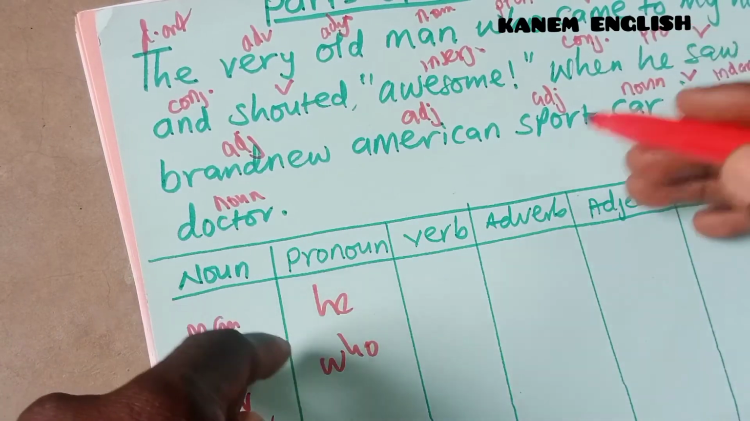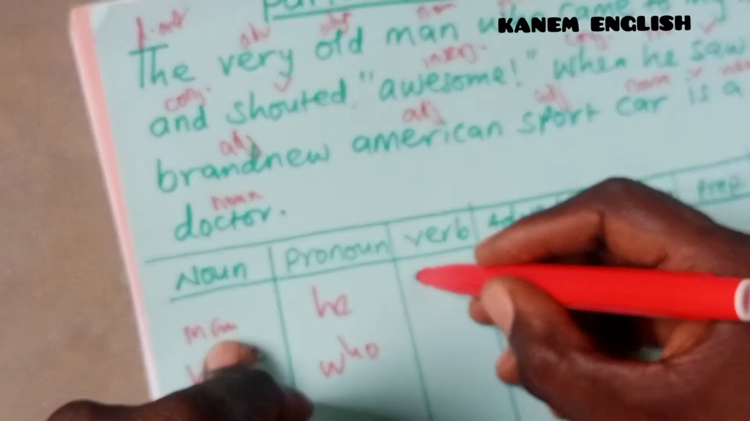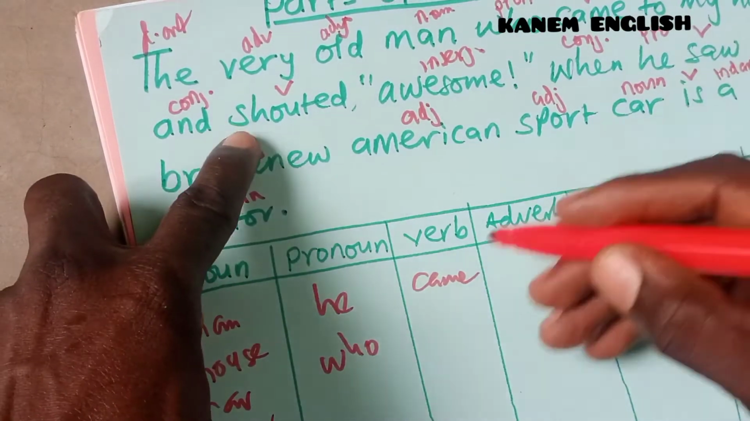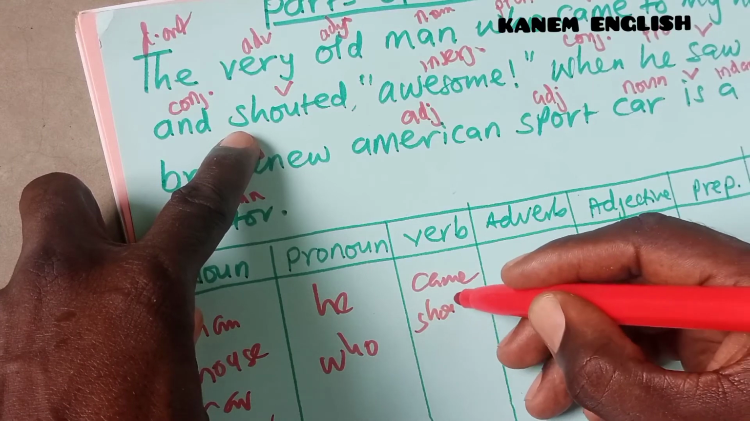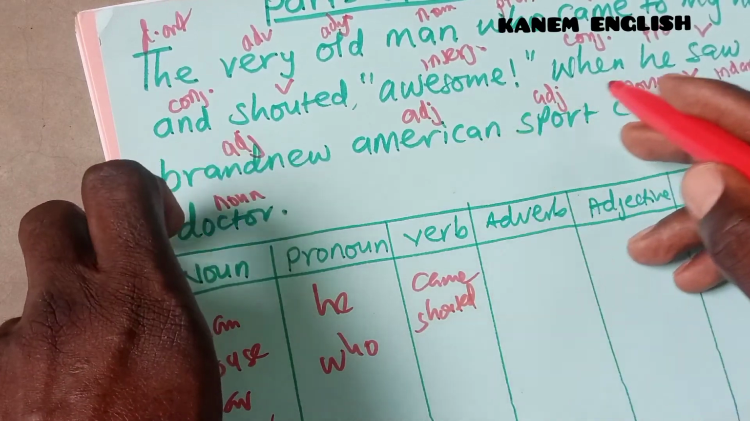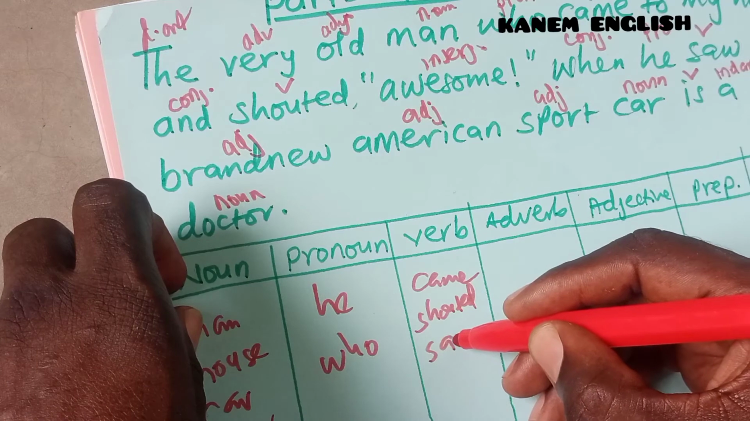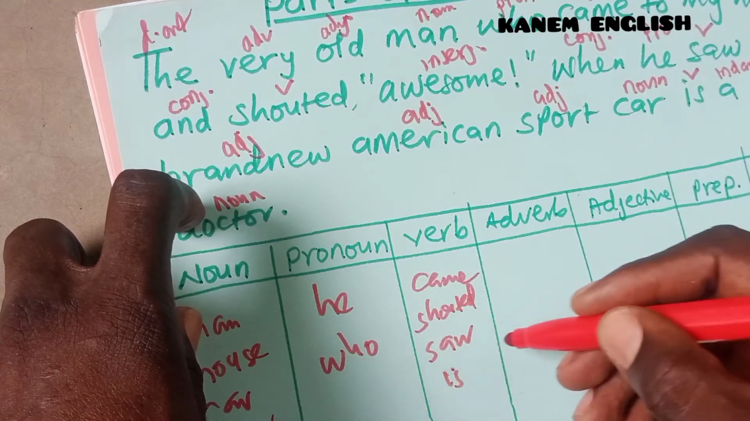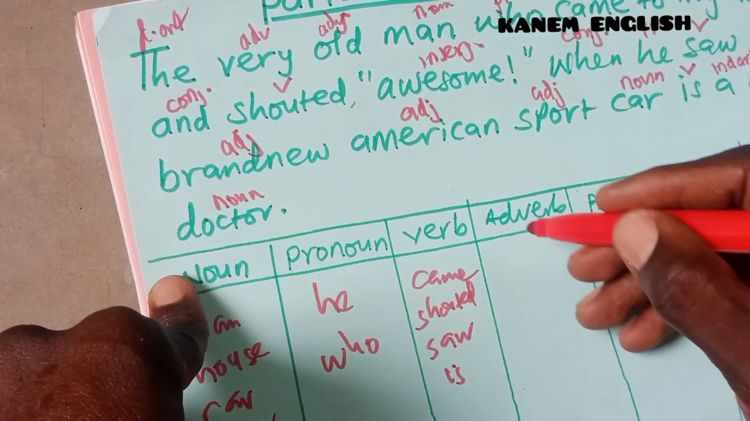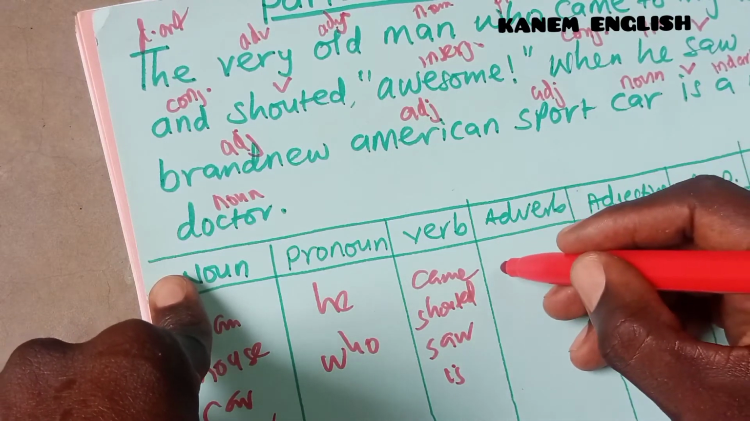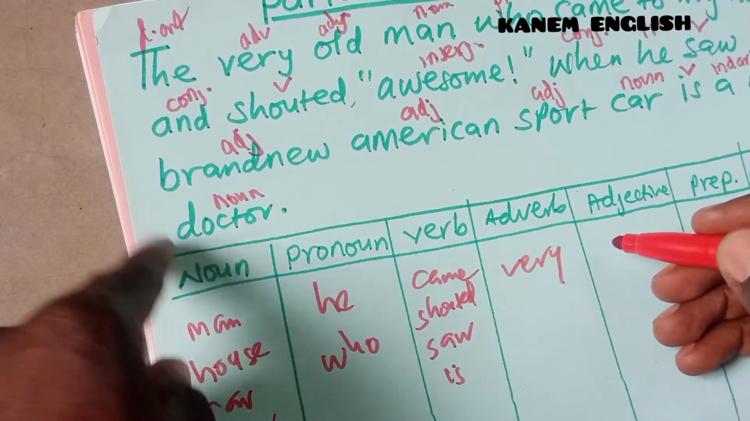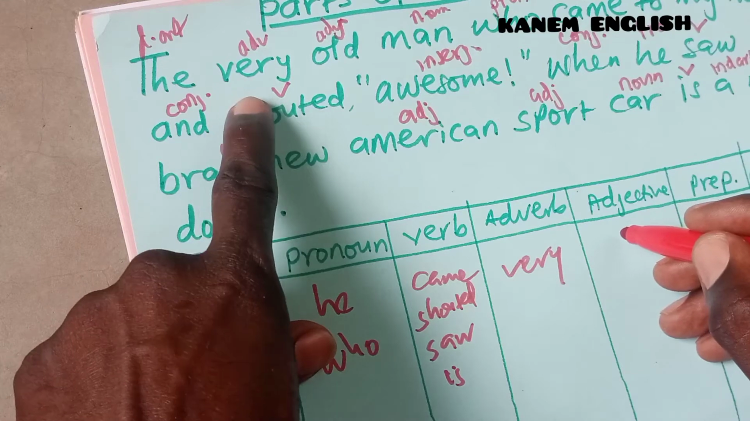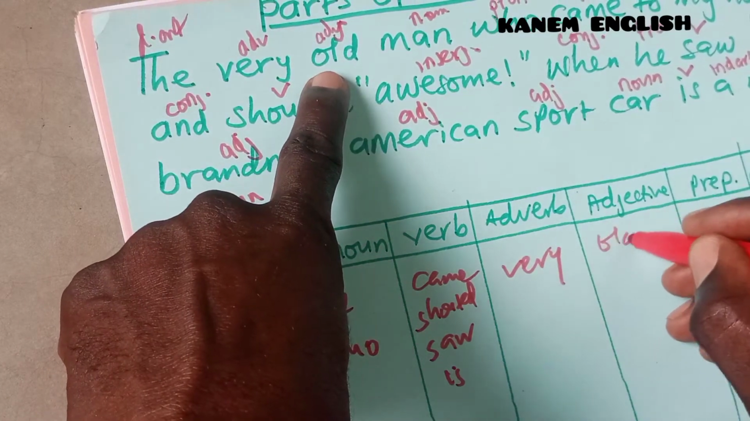Then we have the verb, which is came. And then we also have shouted. And then we have saw. And then we also have is, which is the linking verb. Then under the adverb, we have adverb of degree, which is very. That's the only adverb we used. Then we have adjective.